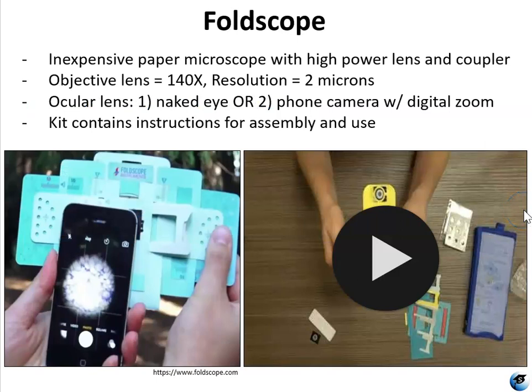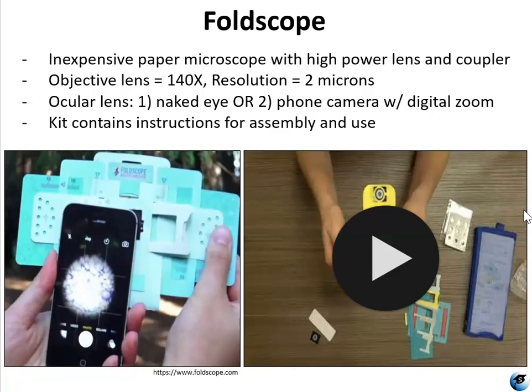Now finally, we'll get into some of the hands-on at-home stuff that you actually get to do, and it's not just a computer simulation or a tutorial. So for your online labs, you're going to be using a Foldscope. A Foldscope is an inexpensive yet very useful handheld paper microscope. It comes with a high-power lens and a magnetic coupler that you use to attach it to your cell phone camera. The Foldscope was designed to, quote, bring microscopy to the world.